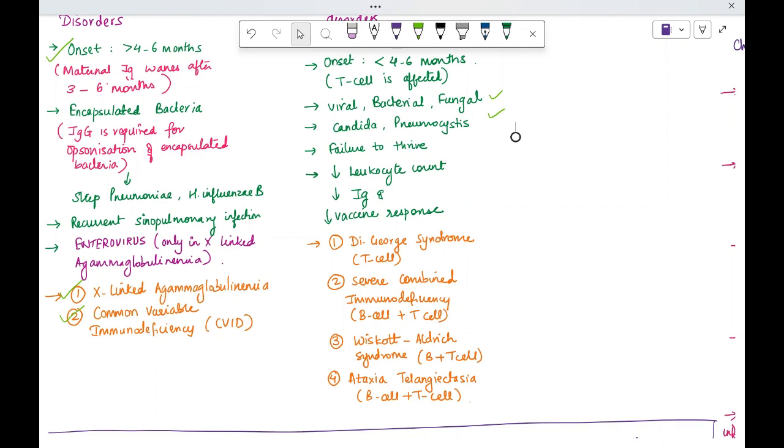Okay, so which infection? We need IgG for opsonization of the encapsulated bacteria. So in isolated B cell disorder, where we have IgG deficiency, we'll get infection by encapsulated bacteria. Which are these encapsulated bacteria? They are strep pneumoniae, H influenzae B. So we will not get infection by viral, other bacterial, fungal, opportunistic infections. These will not occur because the patient has adequate cellular immunity.